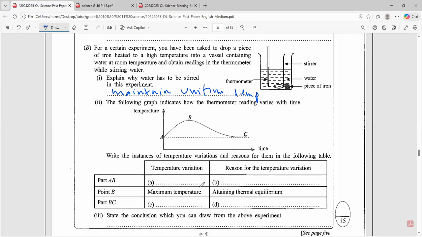Now why is the temperature increasing? What is this practical? They are putting a heated iron piece into the beaker of water, right? So why does the temperature increase? What's happening in this practical? They are dropping a piece of heated iron into a water beaker. That means you have a vessel with water and you're putting in heated iron. So why is the temperature increasing?